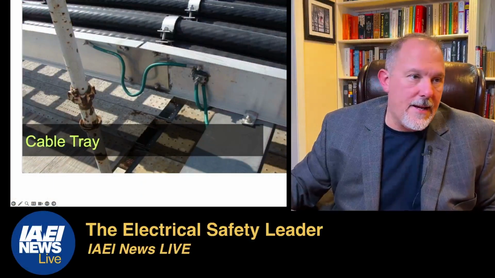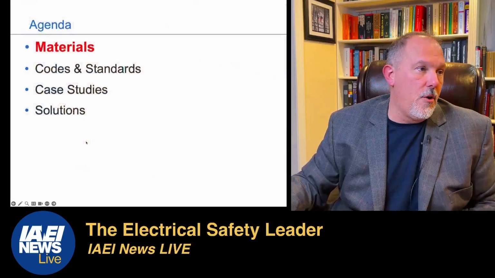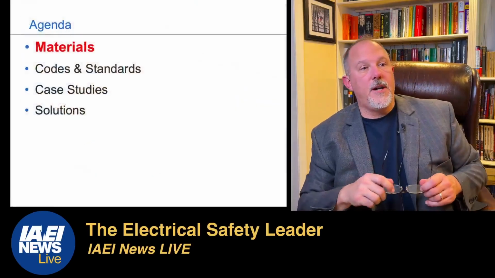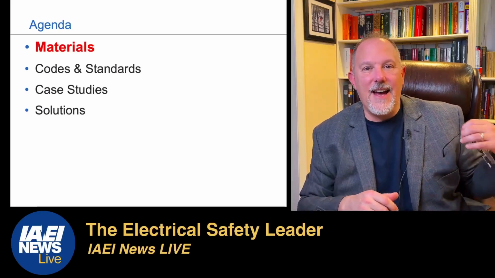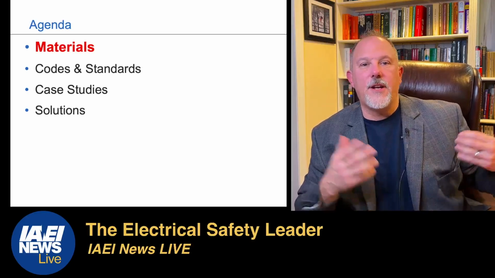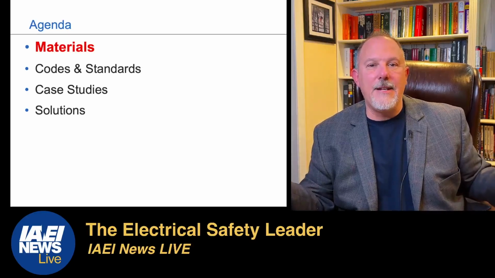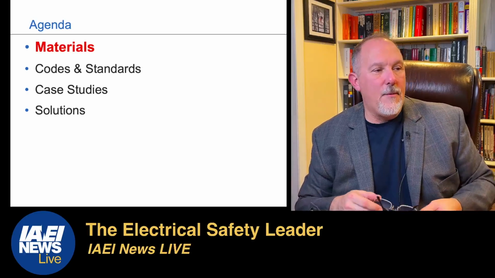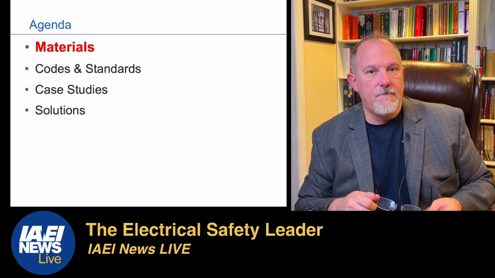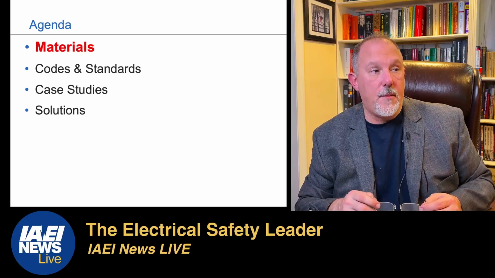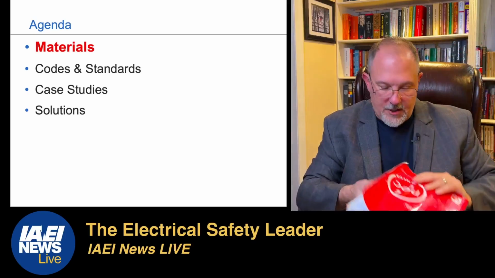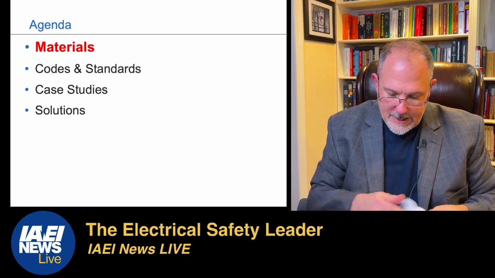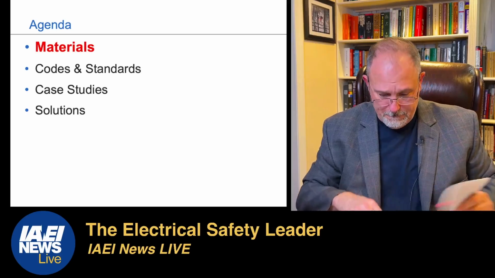Now, what I'm planning to do, I'm going to give you a little overview. Here are the thoughts. I'm going to cover materials. I want to cover some codes and standards. I can't do a session without covering codes and standards. I mean, it's IAEI News Live. And then we're going to show you a few case studies to help you understand and implement some of the guidelines that we have from our codes and standards. The code book I'm going to reference is the 2023 code book. And I believe it's chapter 6.